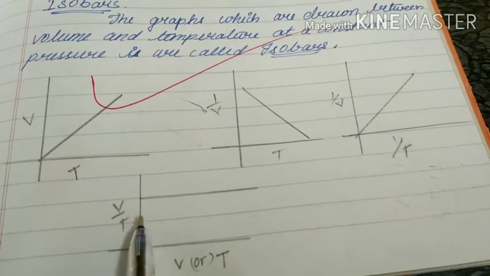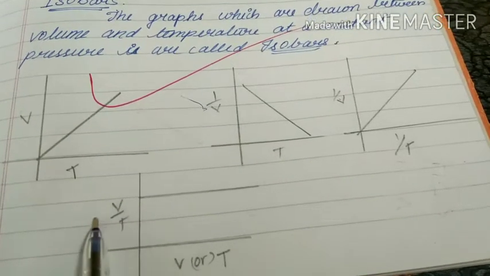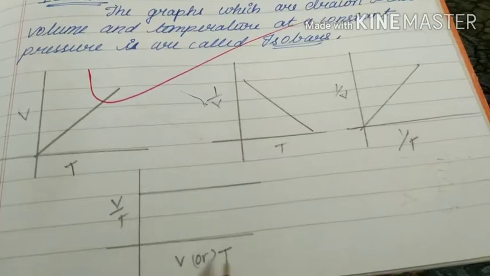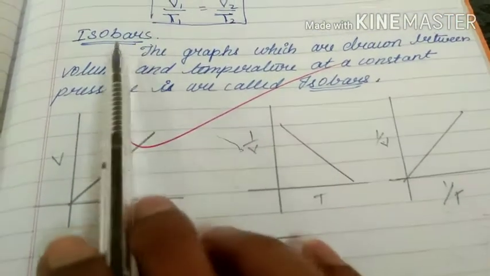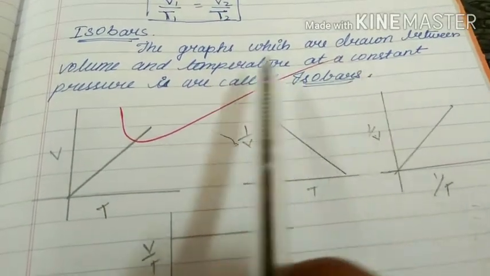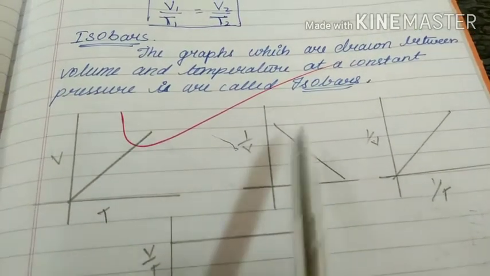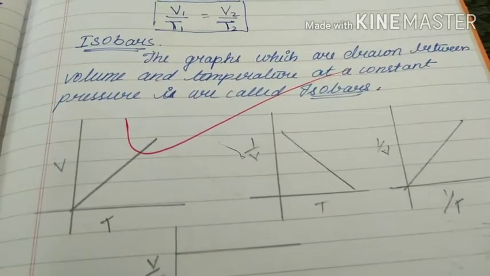Because V by T is equal to constant, if you draw the graph between V by T versus V, or V by T versus T, then you get a straight line. These graphs are called isobars. Isobars means what? The graphs which are drawn between volume and temperature at constant pressure are called isobars. This is about Charles law.